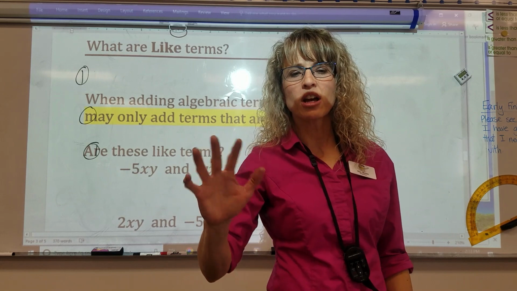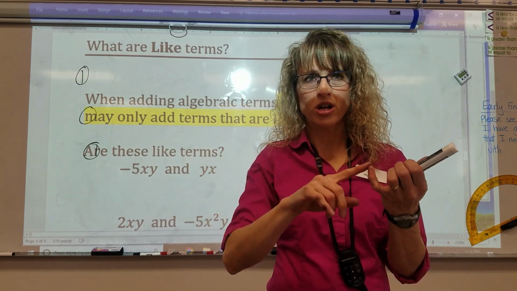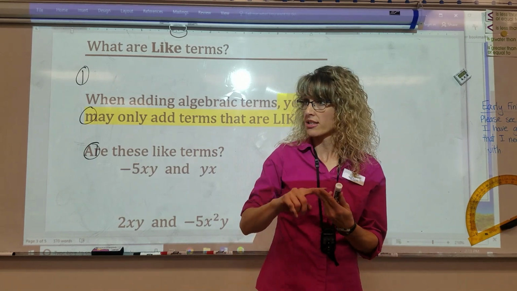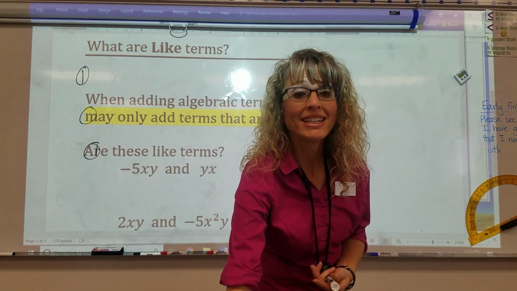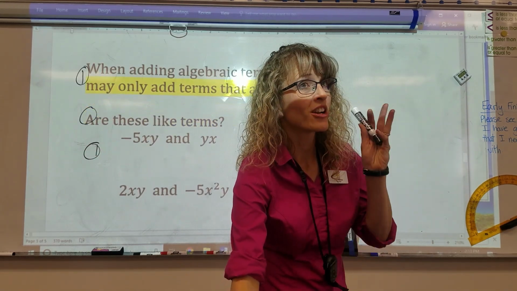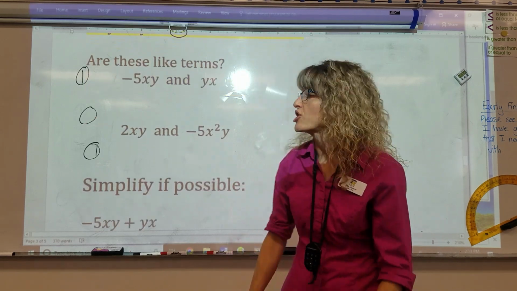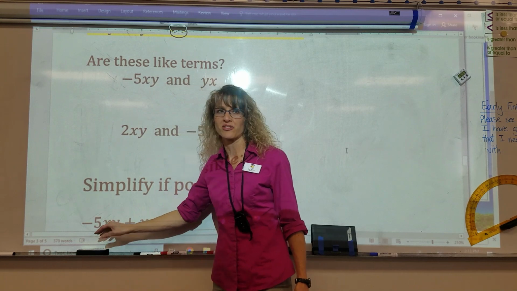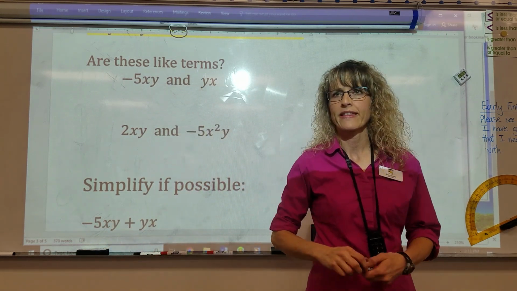Okay, so now we're going to talk like terms. So now that we know what terms are, we know what the coefficients are, we know how to add negatives and positives. We are going to add terms. Only the terms that are like. So the question is, what are like terms? Like terms have the same variables. What do like terms have? Get ready? The same variables.